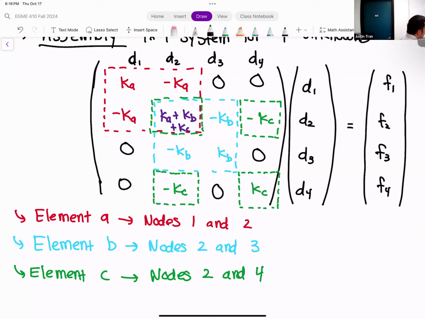Now, the next step in this process is to apply the boundary conditions. But let's take a step back for a second and talk about what it means for a 0 to be in the system. Whenever you see a 0 in a stiffness system like this, the 0 there is more than just a filler. It actually tells us some really important information about the system itself.